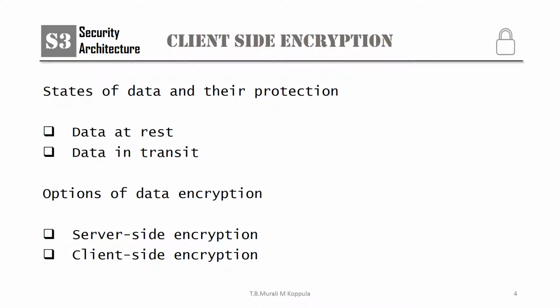There are two types of data encryption, server-side and client-side. In case of server-side encryption, S3 encrypts data before saving on the disk and decrypts the data when retrieving from S3. The data is not in encrypted form in transit. In client-side encryption, the data is encrypted by the client before uploading to S3. It is decrypted after retrieving from S3. This project describes and demonstrates the use of client-side encryption.